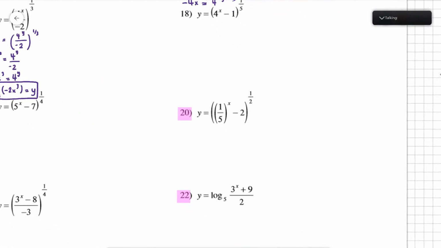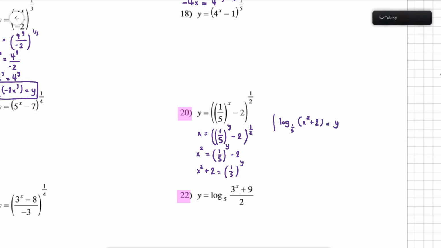Number 20, switch our x's and our y's. Get rid of that 1/2 power by squaring both sides. Add 2. Convert. And we're done.